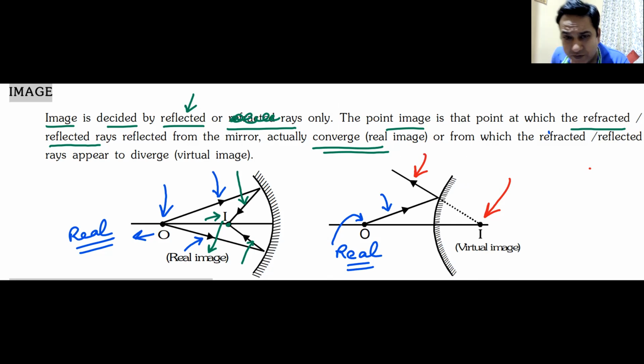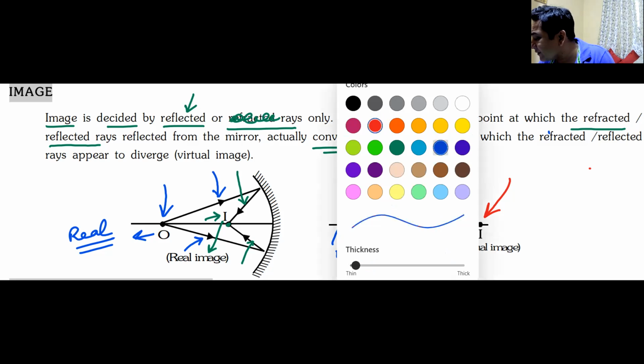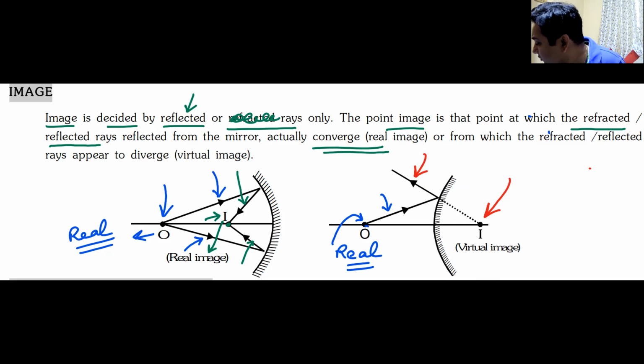They have only drawn one reflected ray. I could have drawn one more to make you understand. So what I do is I draw one more incident ray like this. The blue one is the incident ray. This incident ray, according to the laws of reflection, will be getting reflected like this.